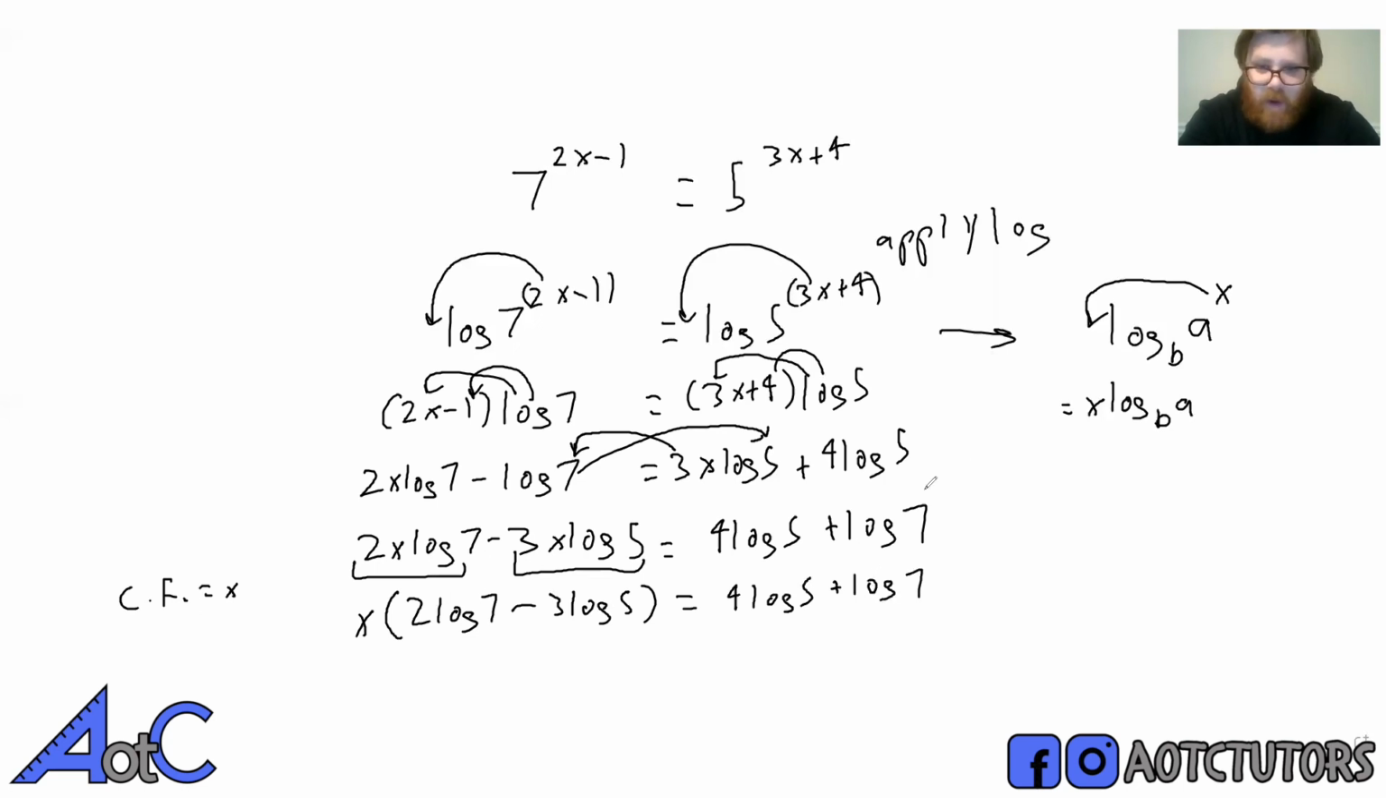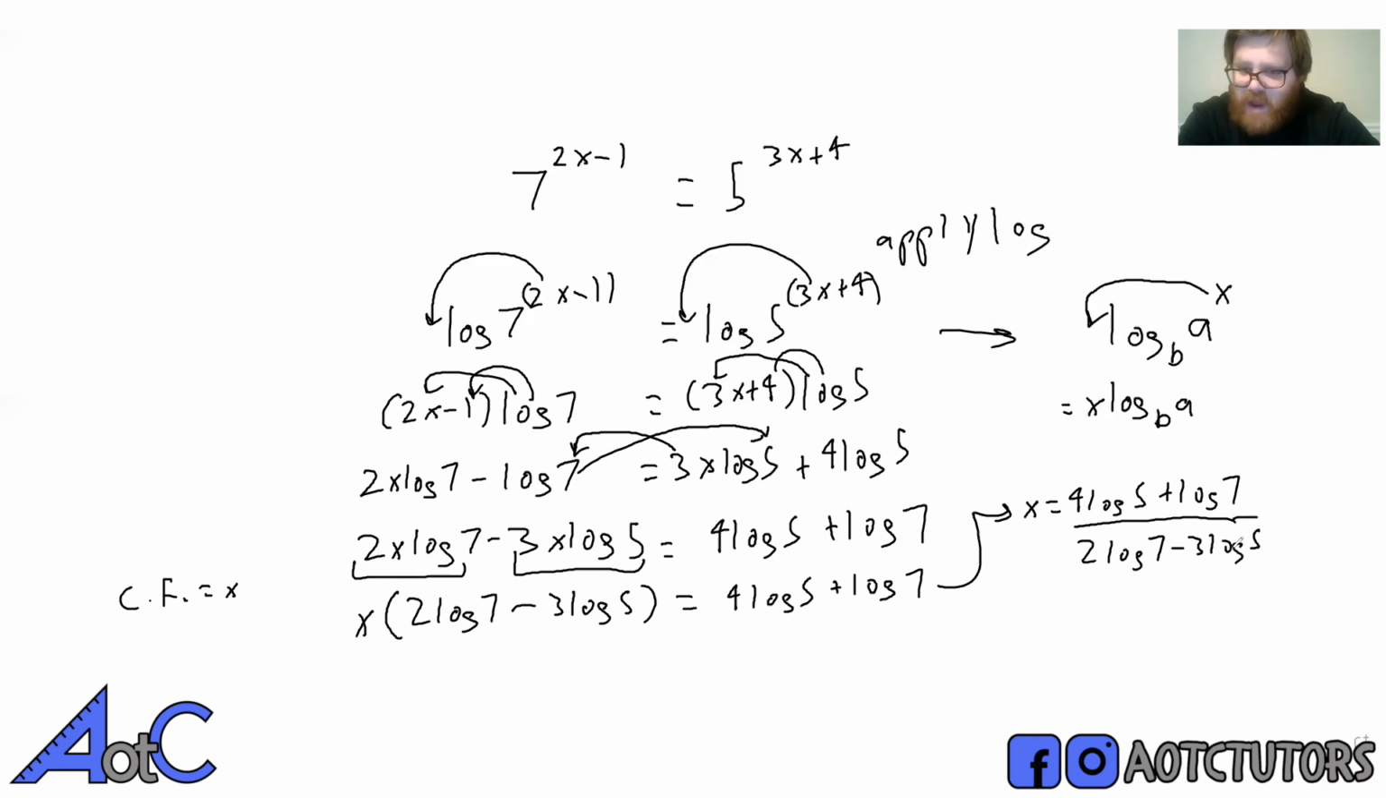Now, finally, all I have to do from here is divide all of this stuff to the other side of the equation, and then voila, x will be solved for. So x equals (4 log 5 plus log 7) over (2 log 7 minus 3 log 5). This looks kind of messy, but believe it or not, this is the exact value answer to this problem.